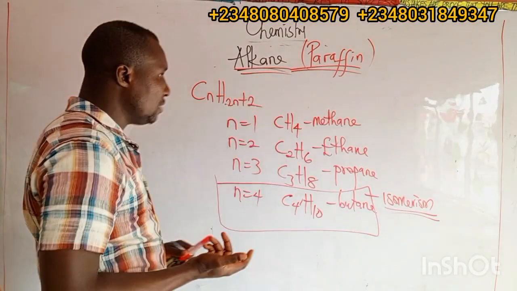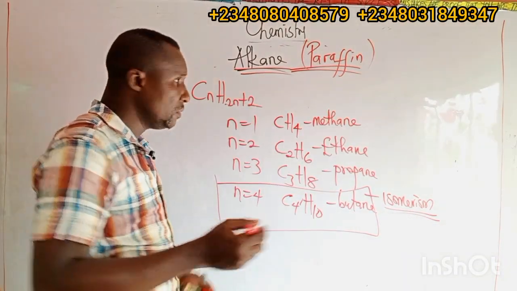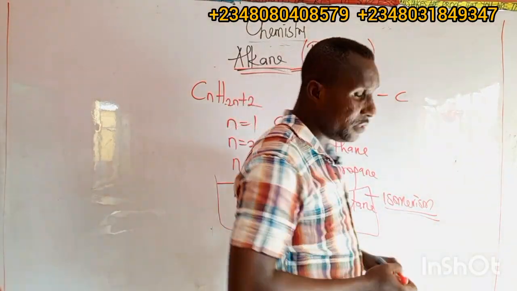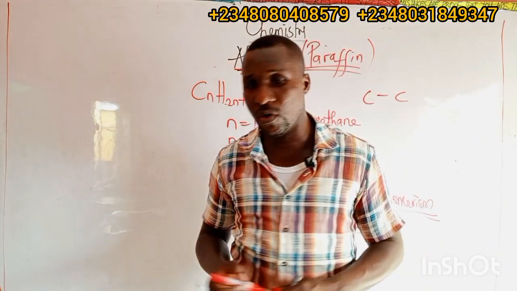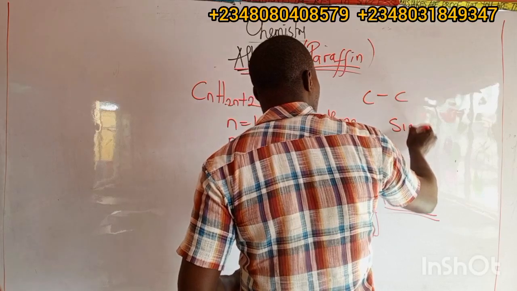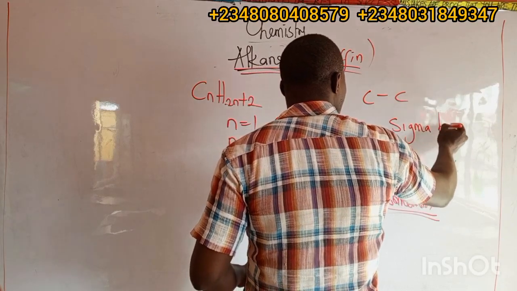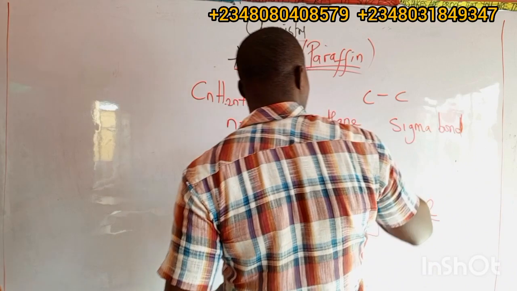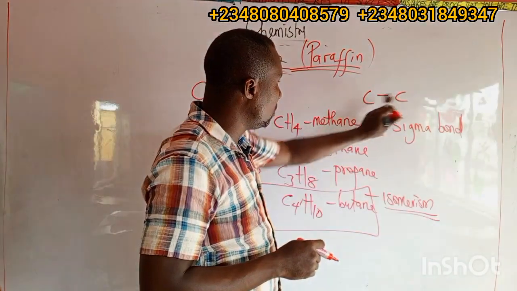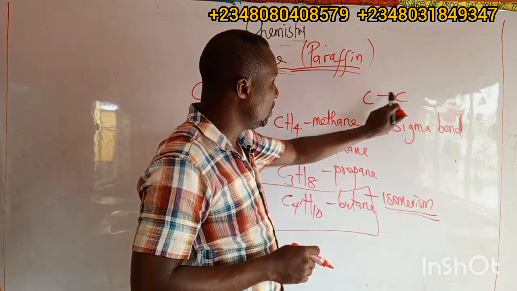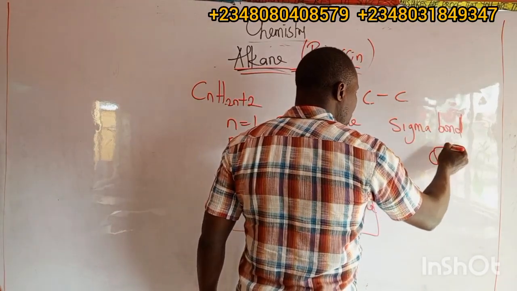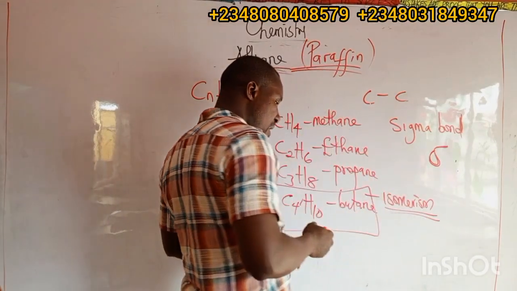This alkane, I told you, exhibits a single bond. There is a single bond between its carbon-carbon atoms. Why? Because it exhibits a sigma bond electron. It exhibits a single bond between its carbon-carbon atoms, and it exhibits a sigma bond.